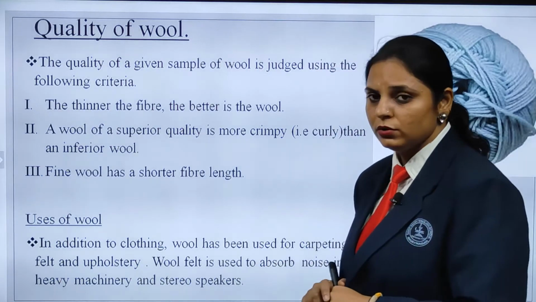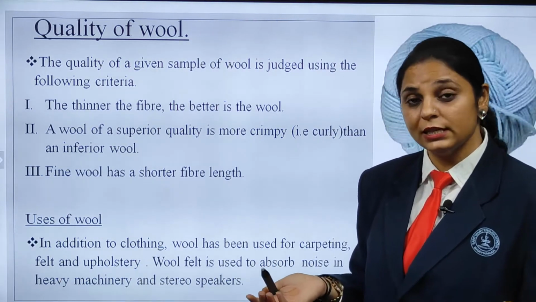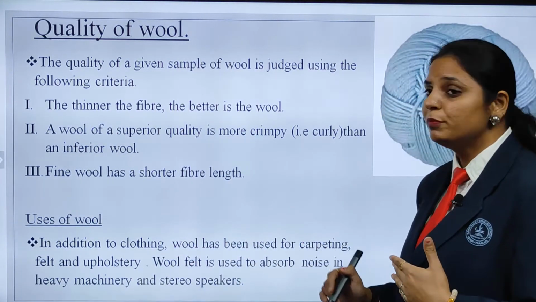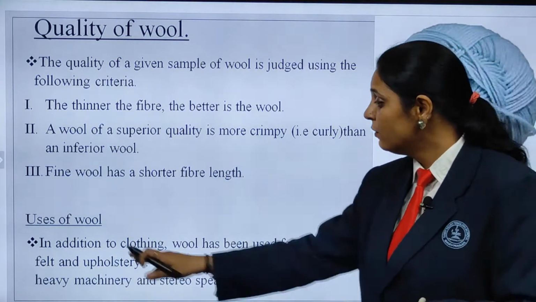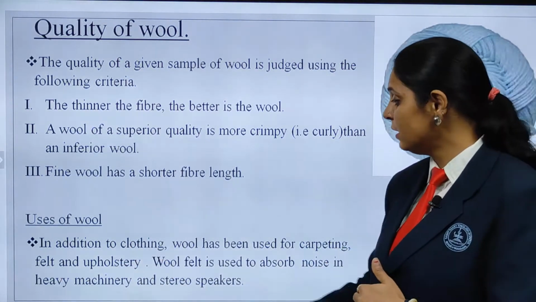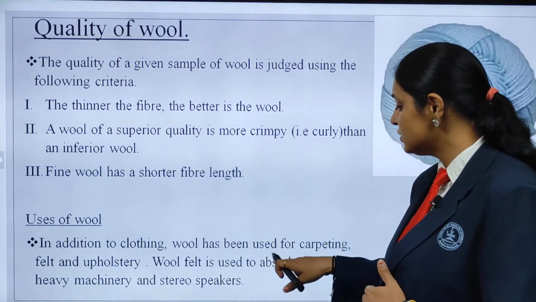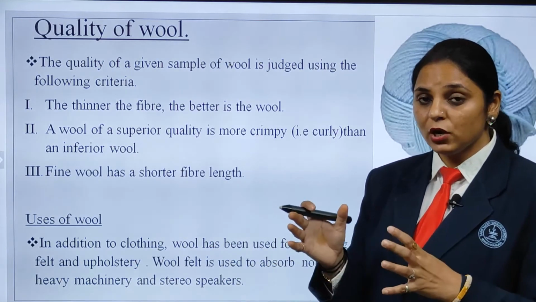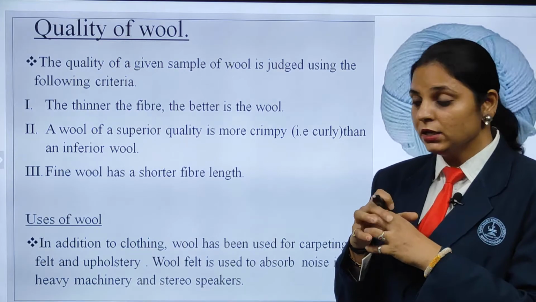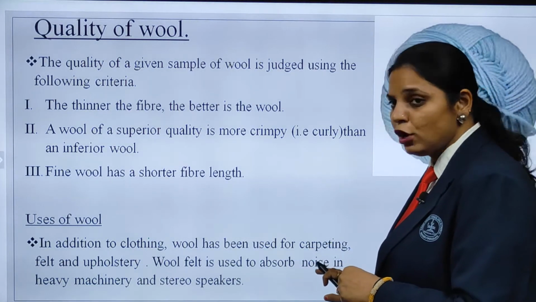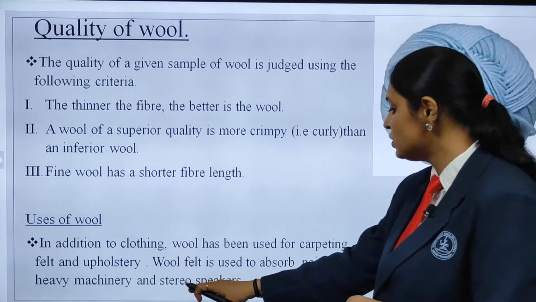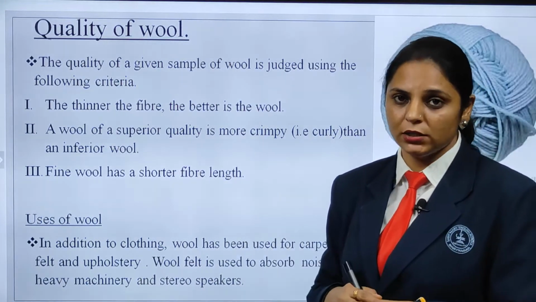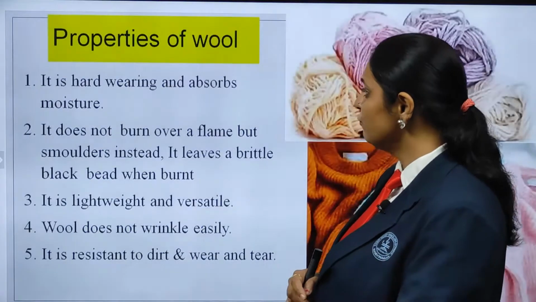Secondly, the uses of wool. Have you thought about it? You know that it is used to make cloth. In addition to clothing, wool is also used for making carpets, carpeting, felt, and upholstery. Wool felt is used to cover the windows area, because it can trap and absorb noise. It is used in heavy machinery and even in stereo speakers, so that the sound cannot pass on to the other side. So this is also a use of wool.